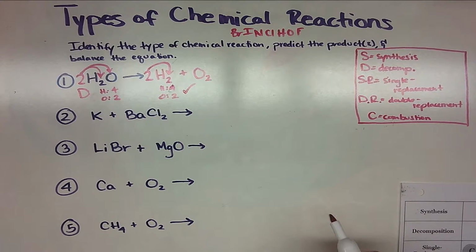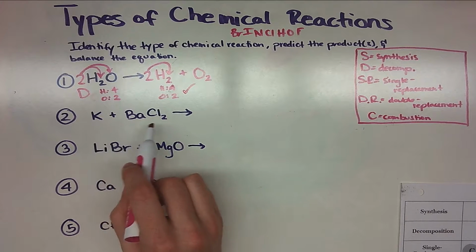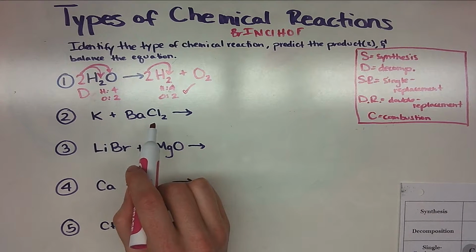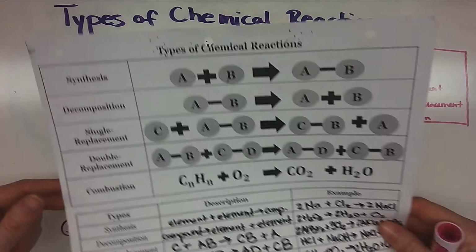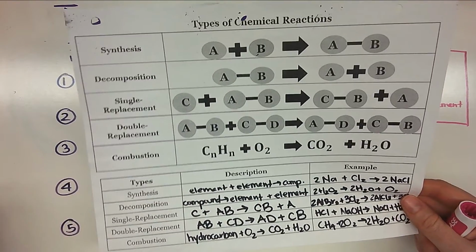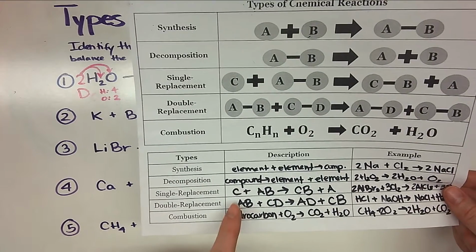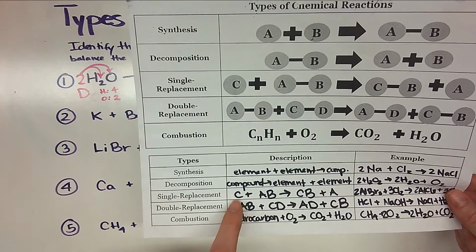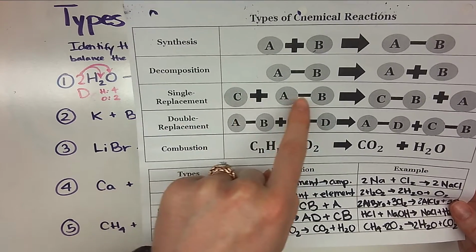We have potassium plus barium chloride. So potassium is an element. Barium chloride is a compound composed of barium and chlorine. So I'm going to look on my organizer, and I'm looking for an element plus a compound. Right? And I see single replacement, where you have an element plus a compound. And up here too as well with another visual.